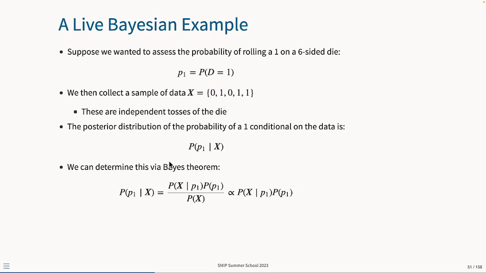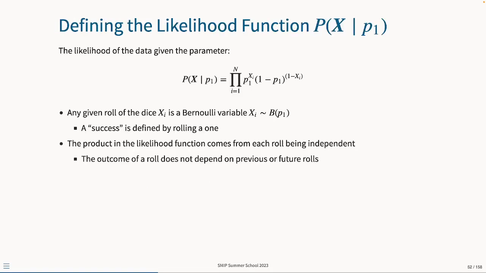So now what we want to assess is the posterior probability of a 1 conditional on the data. So that's the probability of this parameter conditional on our data. And we can put that into Bayes' theorem, the probability of our parameter, the probability of 1, given x, our data. We'd have to specify a prior distribution for that. And we can calculate this with numbers.